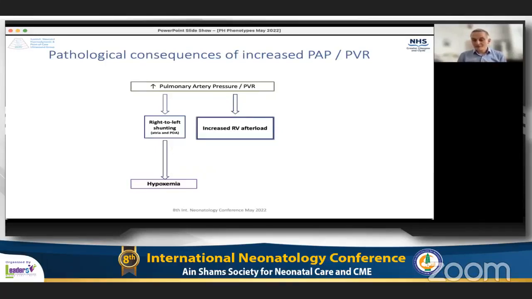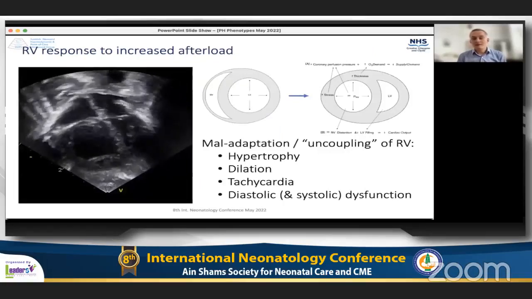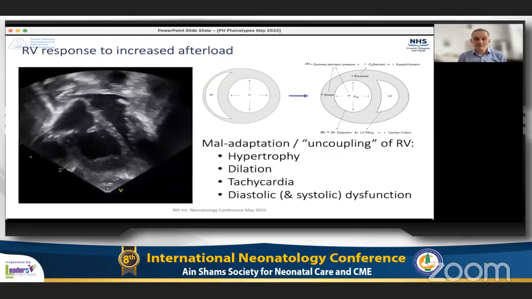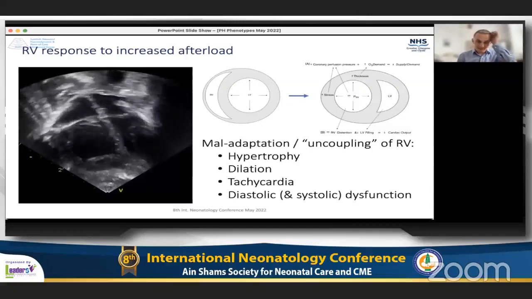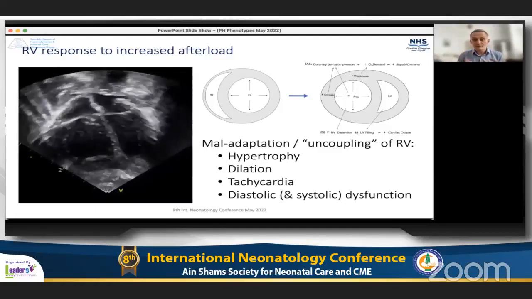If the right ventricular afterload is persistently elevated after birth, then that will lead to adaptive and ultimately maladaptive responses in the right ventricle. And you can see that here in this 4-chamber echocardiographic loop on the left-hand side. The right ventricle is dilated. It's got this almost squared off appearance.